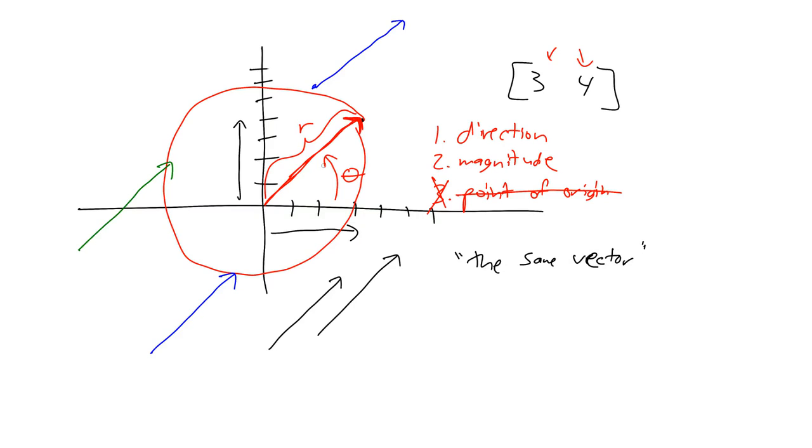So if I say the direction is northeast-ish, a little bit more north than east, and if I tell you that the magnitude is however long this thing is, I think it's going to end up being 5, then I've told you everything there is to know about the vector, and all the rest of it, as far as where I started it, doesn't matter.